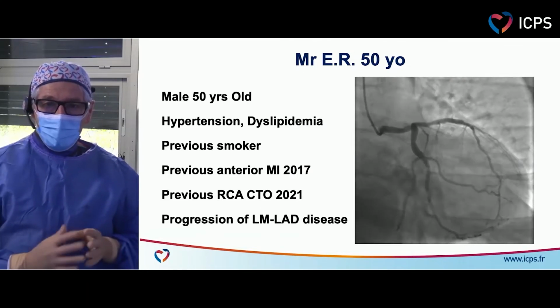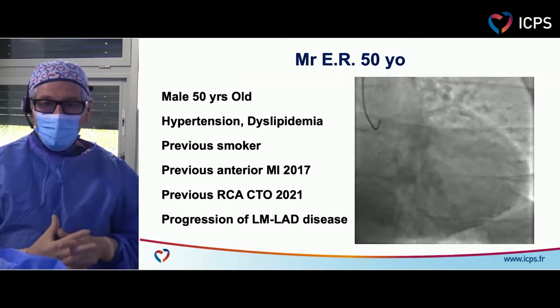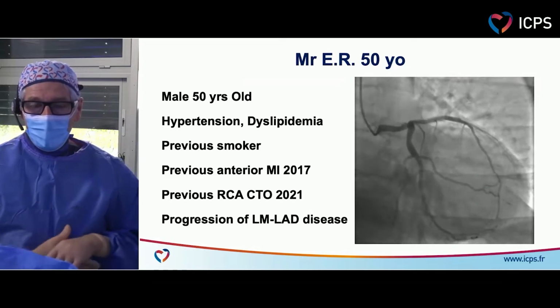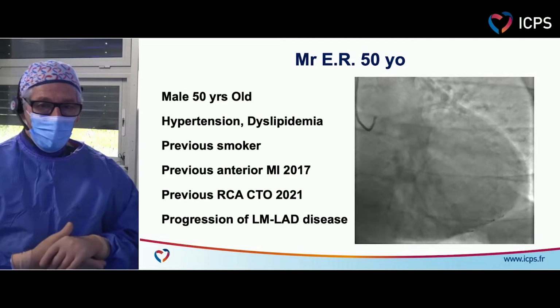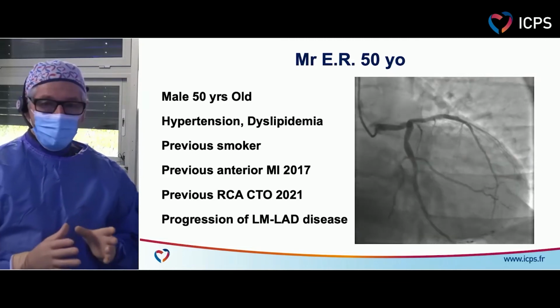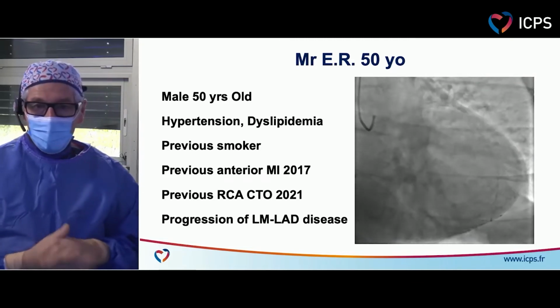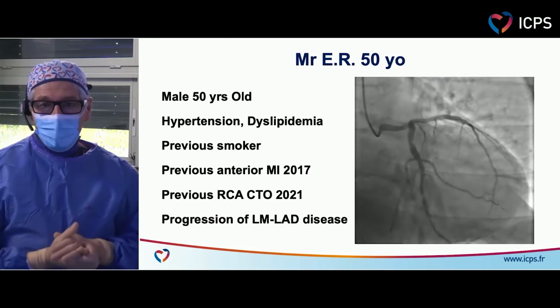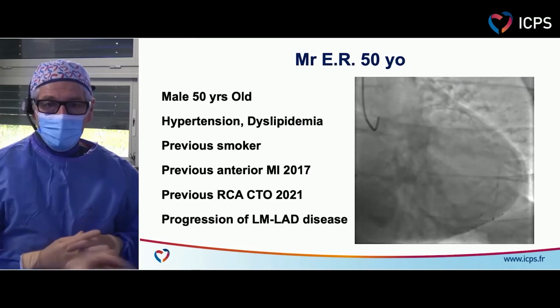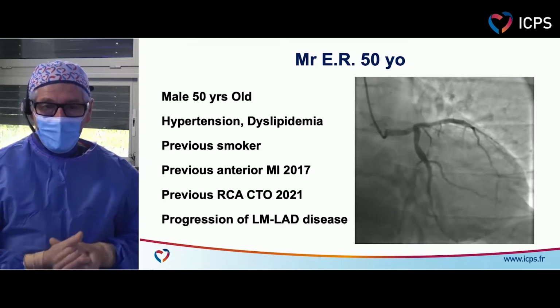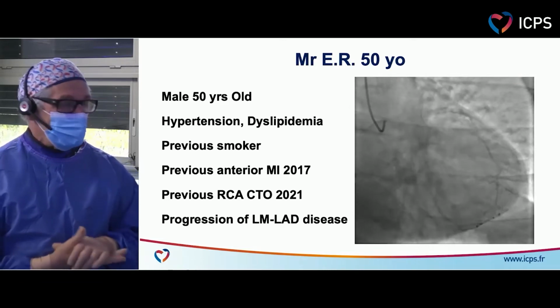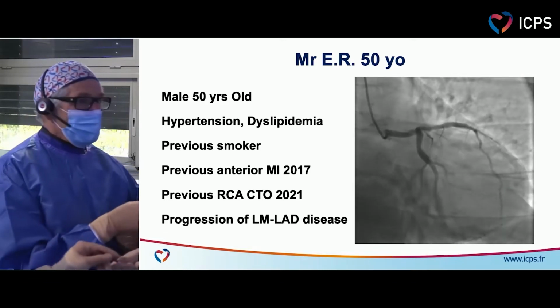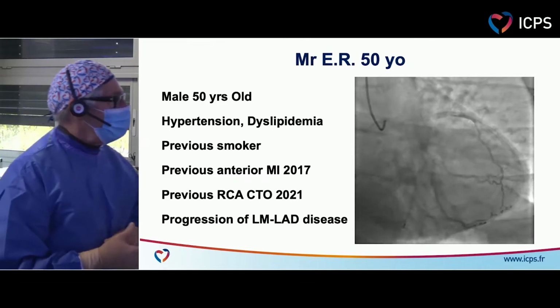So this is a summary of the case. A young patient with multiple risk factors, previous anterior MI with no important sequelae in the anterior territory, previous CTO of the right coronary artery, and progression of left main LAD disease. So maybe Thomas, we can show the first acquisition that we have done.